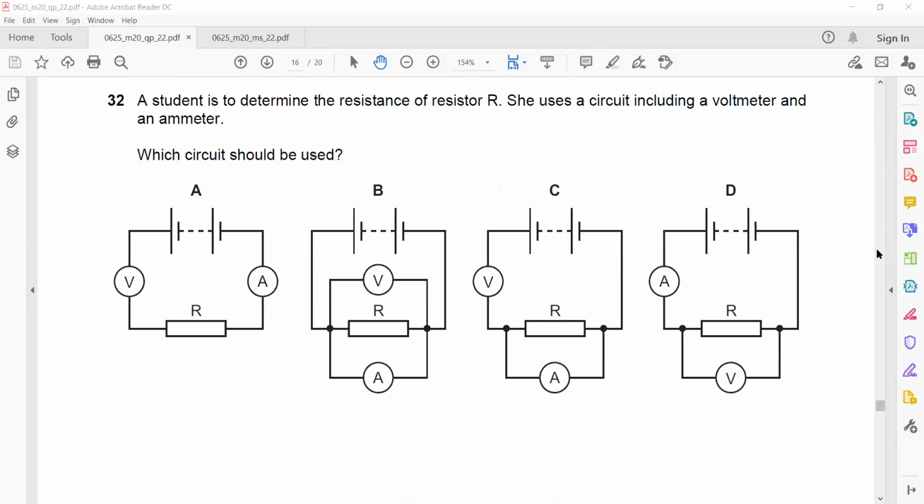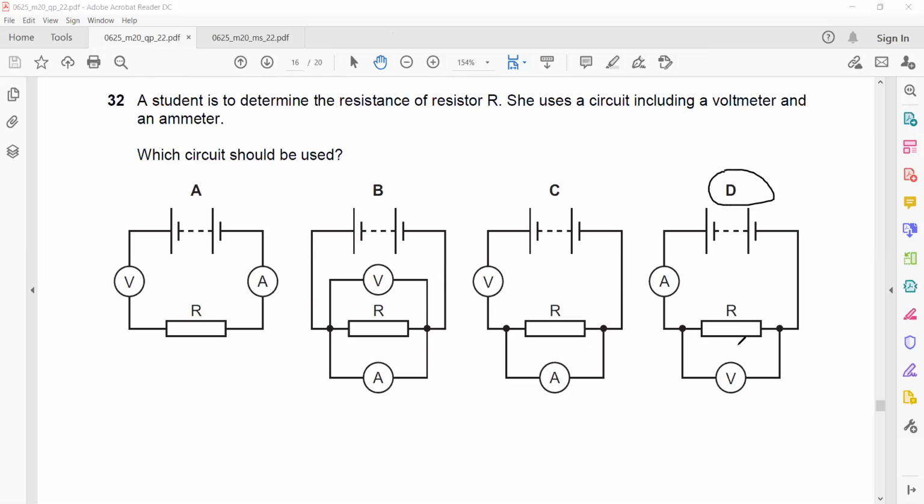A student is to determine the resistance R. She uses a circuit including a voltmeter and an ammeter. Which circuit should be used? Voltmeters are always connected in parallel, because in parallel the voltage is the same, and ammeters are always connected in series, because in series the current is the same. So which circuit should be used to get the resistance, basically by voltage and current? So D is the right answer.